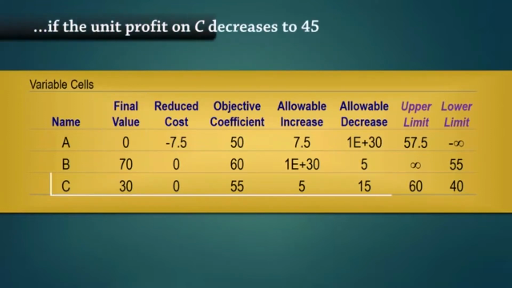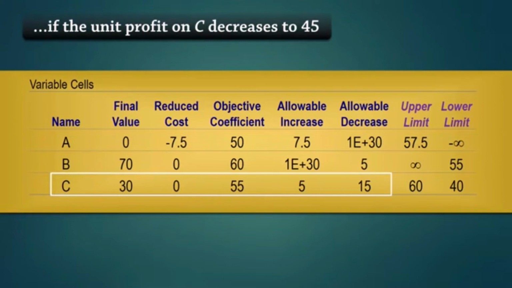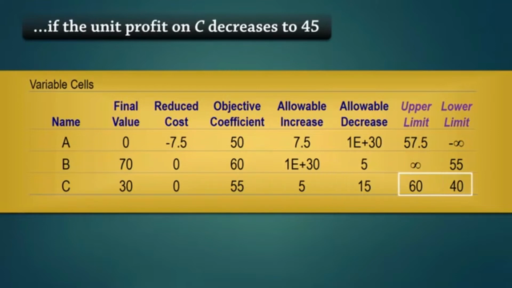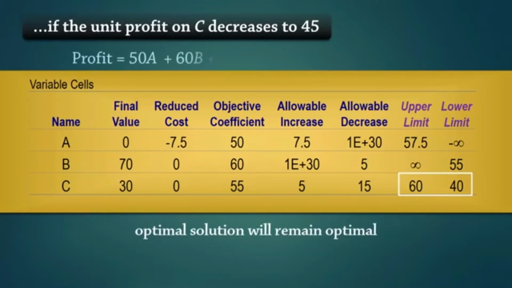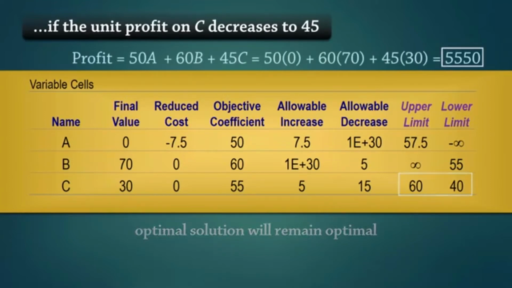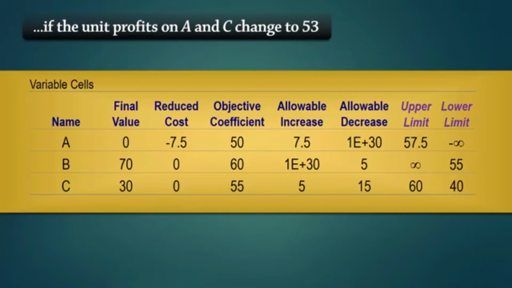And what will happen if the unit profit on C decreases to 45 from its current value of 55? You can see here that 45 is between 40 and 60. So the optimal solution will remain optimal, but the total profit now becomes 55.50. Next, what will happen if the unit profit on both A and C are changed to 53?